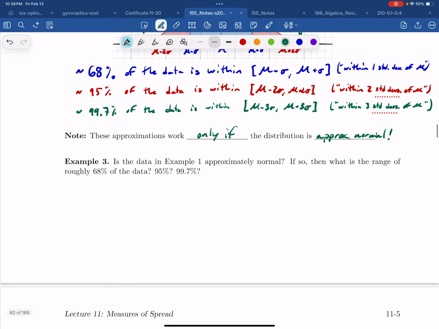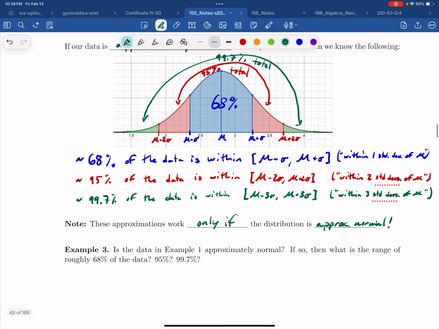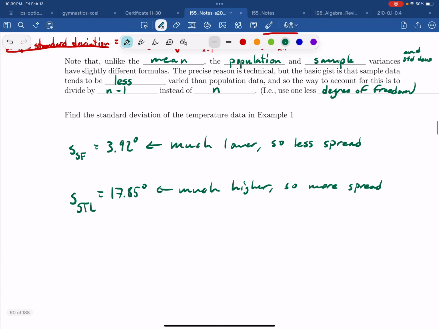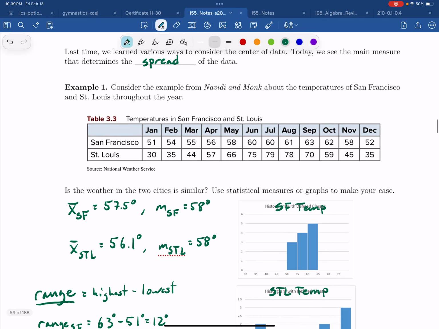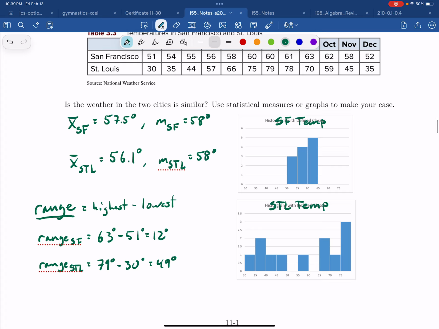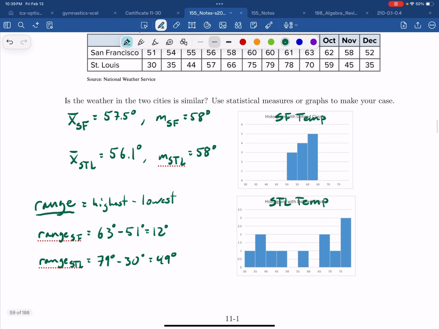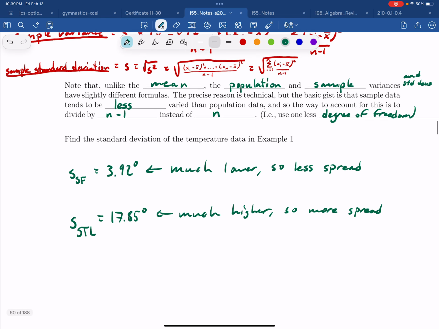Okay? So let's look at the data in example 1. Is that approximately normal? Well, kind of for San Francisco, maybe a little bit. Maybe not so much for St. Louis. Okay, a little all over the place.